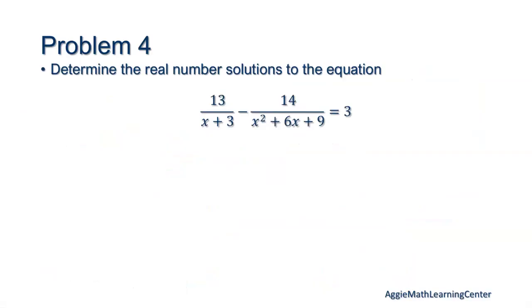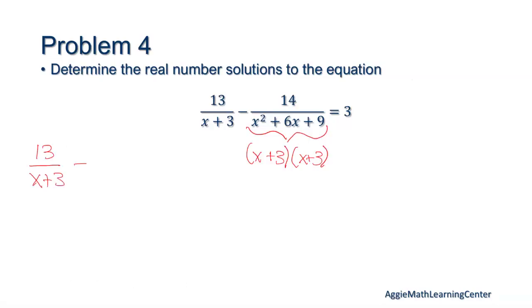How would we start with this one? Factor the big denominator. Perfect. And what do we get when we factor that? x plus 3 and x plus 3. Perfect. All right. So now what do we need to do? Should we bring the 3 over to make it equal to 0? We could bring the 3 over to make it equal to 0.